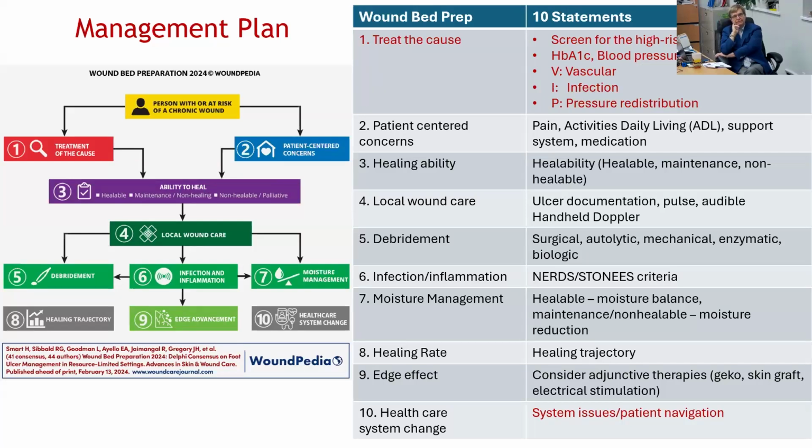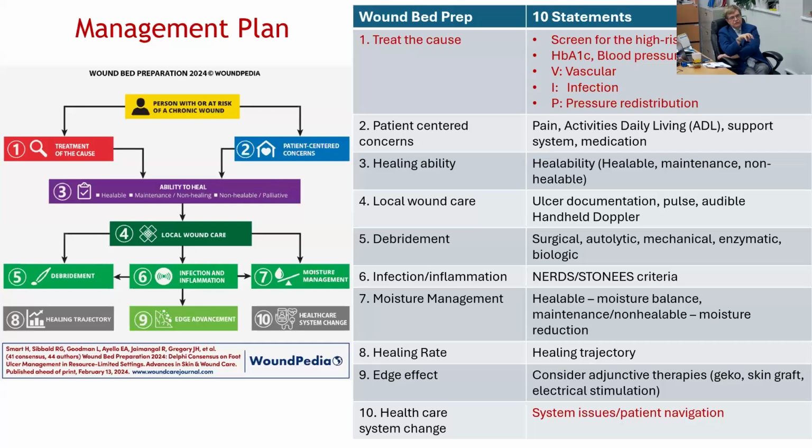We need to control pain. We need to look at the patient support system and their medication. Is it healable? Is it maintenance or non-healable? Well, most of these were all maintenance or non-healable, but sometimes we felt we could change it to healable. Local wound care, we looked at the actual local ulcer documentation. We looked at debridement options. We looked at the NERDs and stonies. For healable wounds, it was moisture balance. For non-healable or maintenance, moisture reduction.